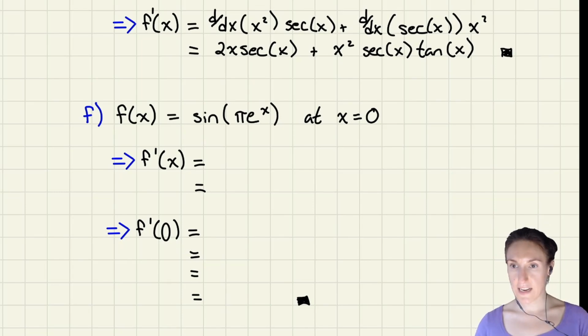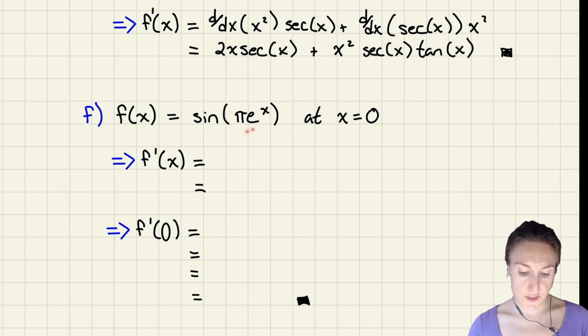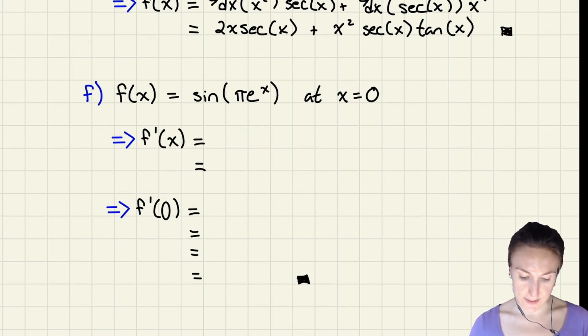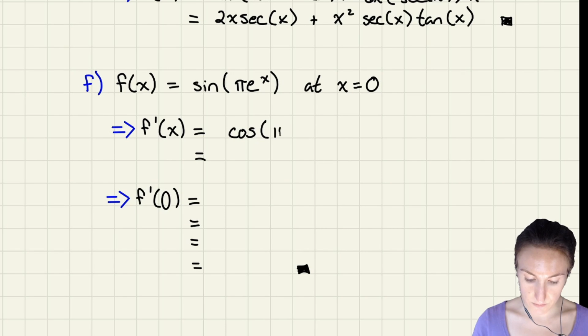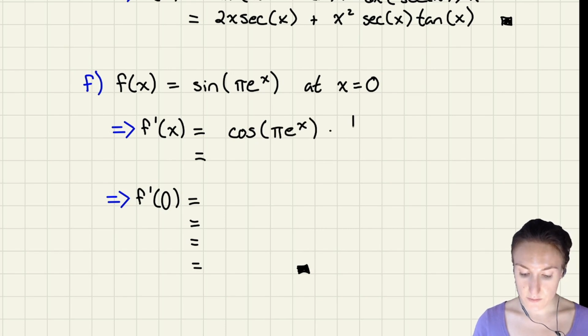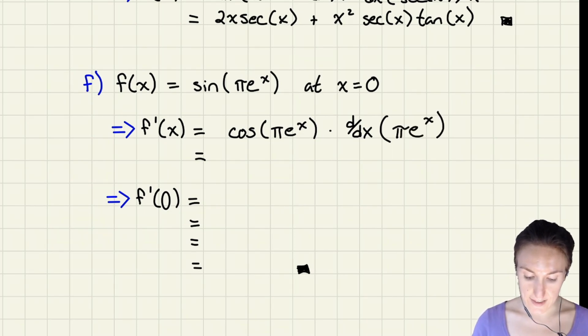Okay, and for our last one here, let's do sine with inside of pi e to the x. And I want to find my derivative at x is equal to 0. So to do this, first we find our f prime. Once we have our answer, then we plug in 0. Okay, so start from the outside. The outside is a sine. So the derivative of sine is cosine. But then we do the derivative of whatever is inside. So d dx of pi e to the x. And this is cos pi e to the x.